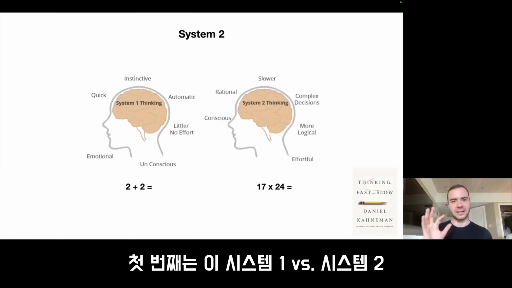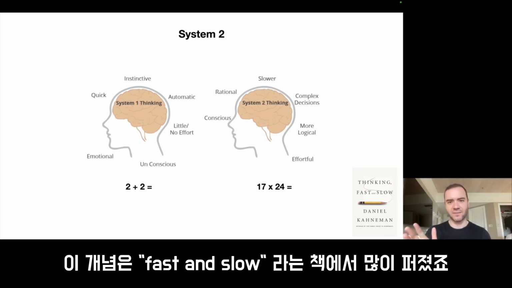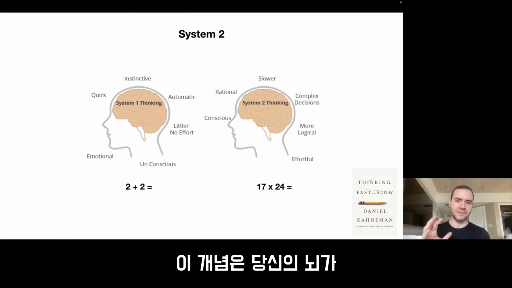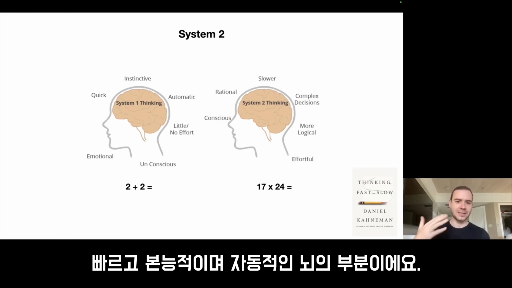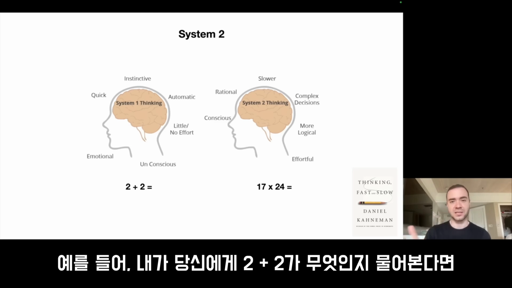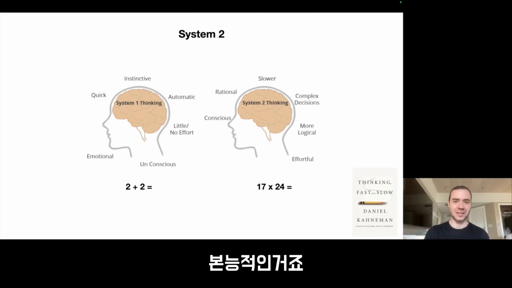The first thing is this idea of system 1 versus system 2 thinking that was popularized by the book Thinking, Fast and Slow. The idea is that your brain can function in two different modes. System 1 is your quick, instinctive, and automatic part of the brain. For example, if I ask you what is 2 plus 2, you're not actually doing that math. You're just telling me it's 4 because it's available, it's cached, it's instinctive.